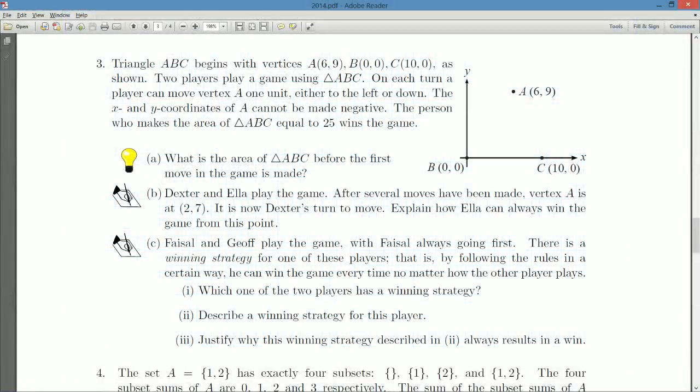So Dexter has two possible moves. Either he moves to the left, or he moves down. If he moves down, then he's handing Ella a 2-6, and Ella can automatically win at that point. So if he doesn't, he moves left, and he gives 1-7. Now, Ella can't move down from there, because then she'd be handing him 1-6, and that wouldn't give her the win. But she can move left, giving him 0-7.